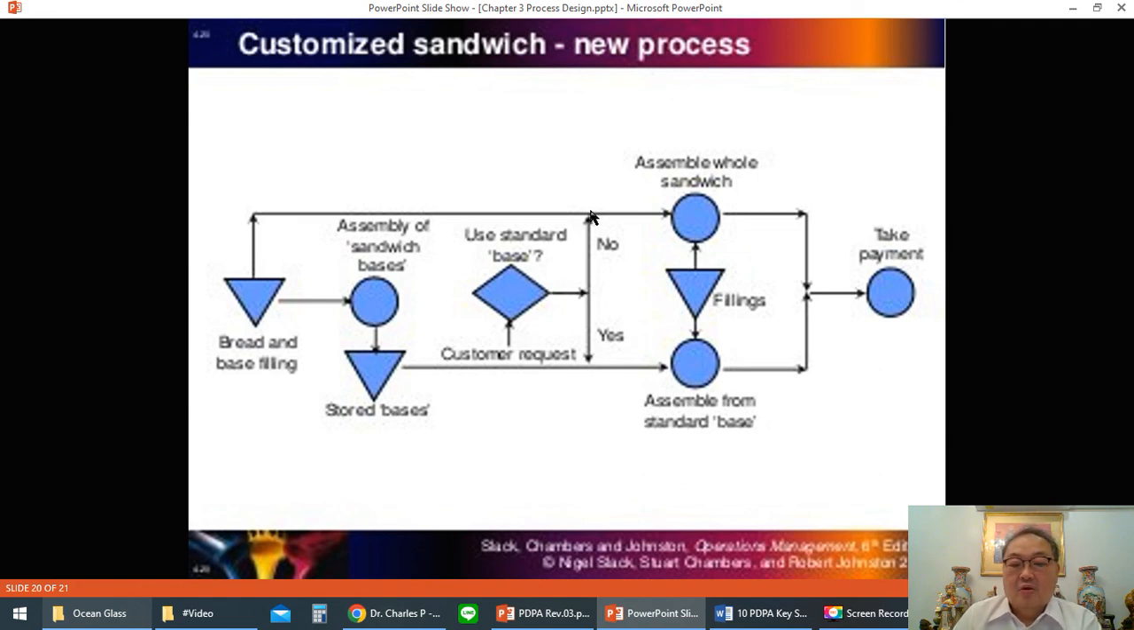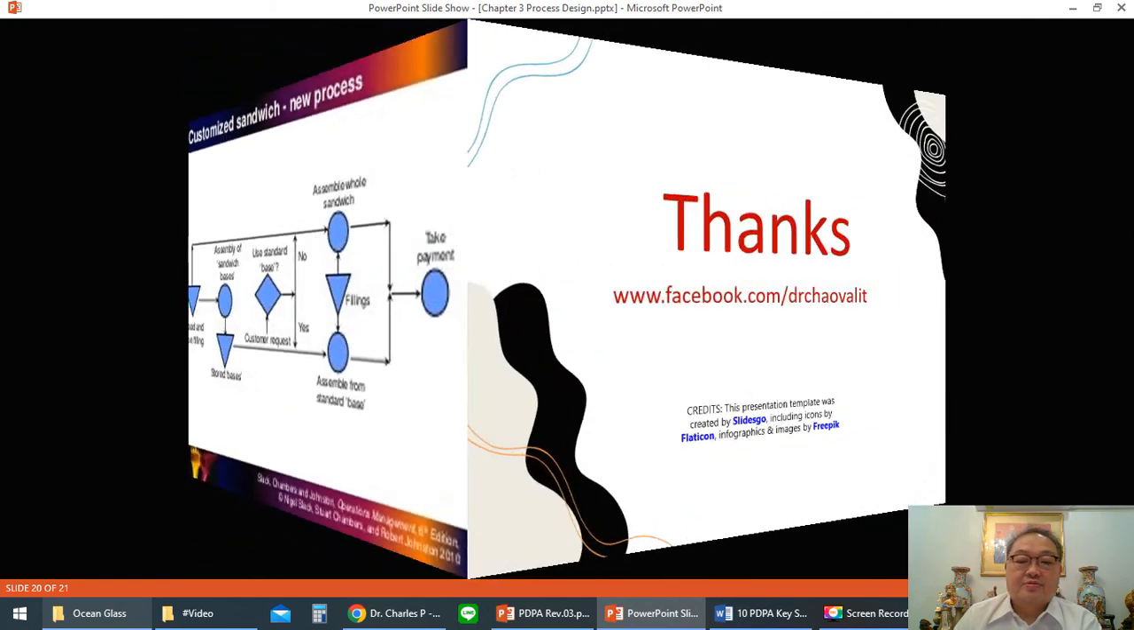Then if no, they don't want the base, it can go to assemble the whole sandwich and take the payment. Or yes, if they want the base, it can go to assemble from the standard base, fill it, and go to take the payment from the customers.